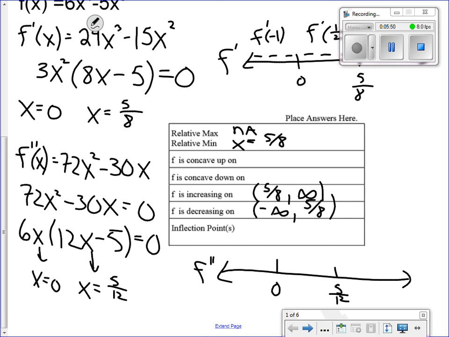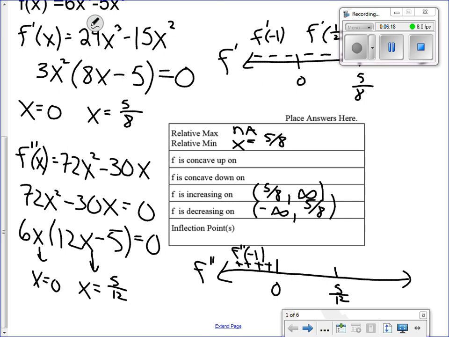Okay. So we're going to take a test value. We'll take a number like -1, and we'll plug it into the second derivative. Plug it into the factored form, makes it easier. So when you plug -1 in, 6 times -1, that's negative. 12 times -1, -12 minus 5, it's -17. So we have a negative times a negative, that's positive.